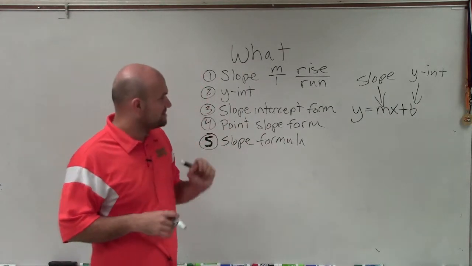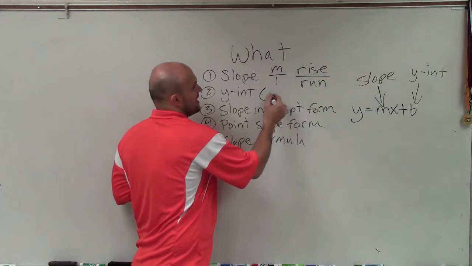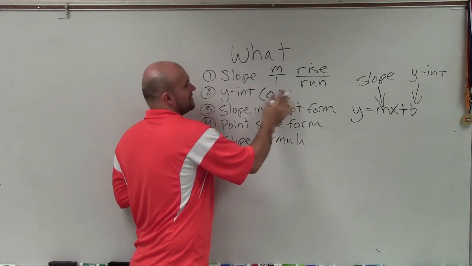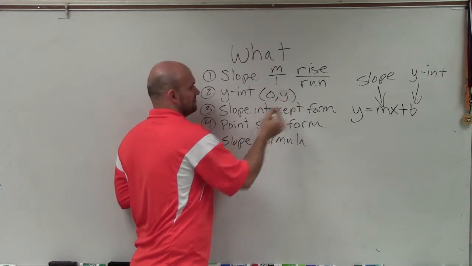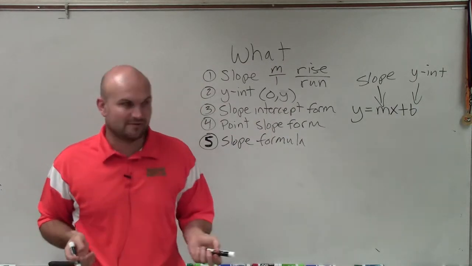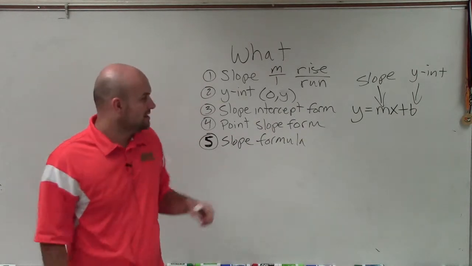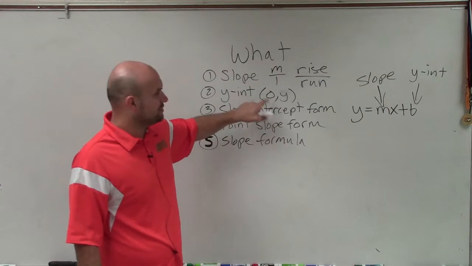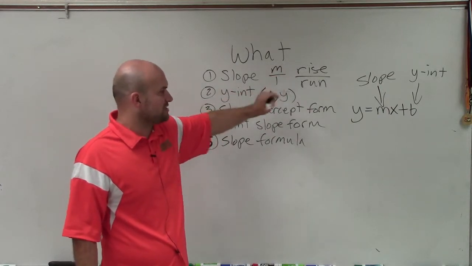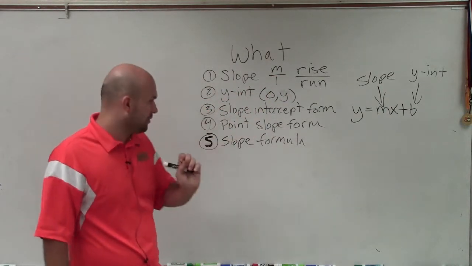The y-intercept, it's also important to understand, as I mentioned, the x value is 0, and the y value is whatever your value for y is on the coordinate point. So remember that slope represents a ratio, y-intercept represents a point.